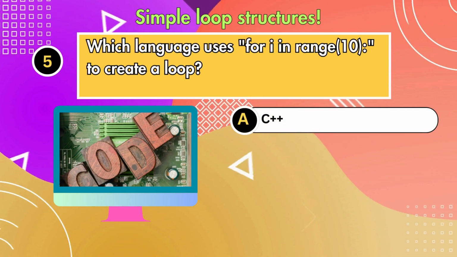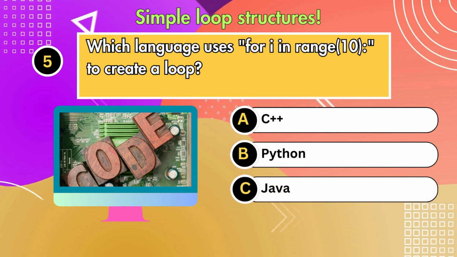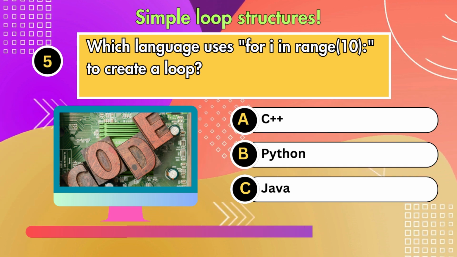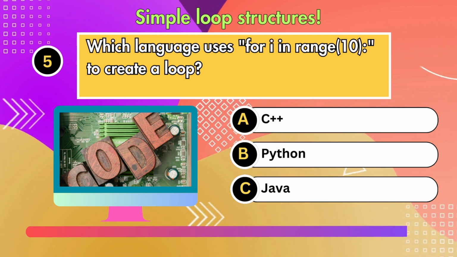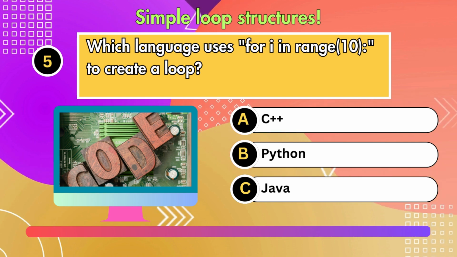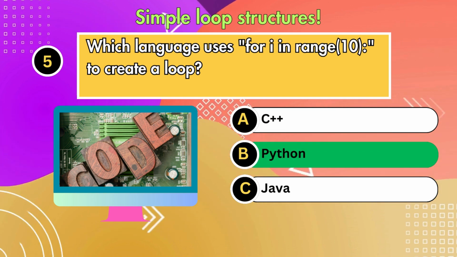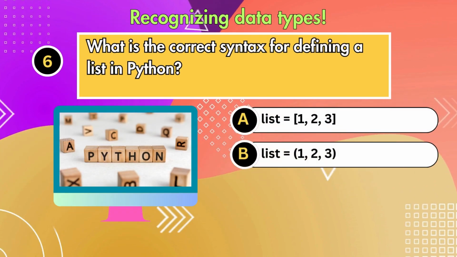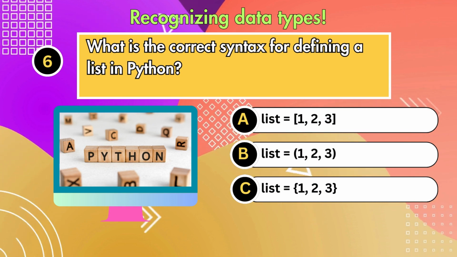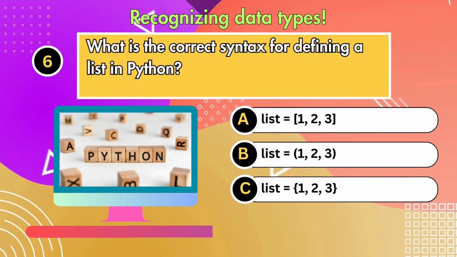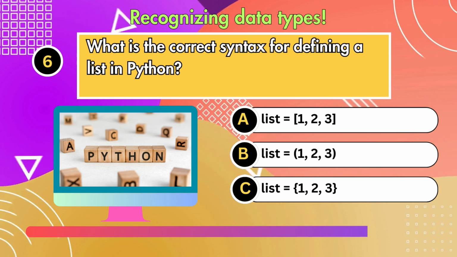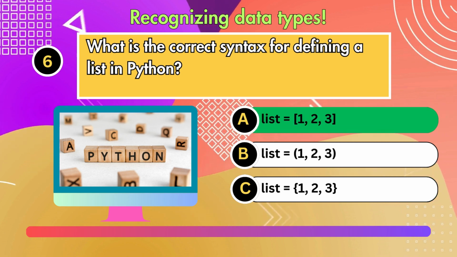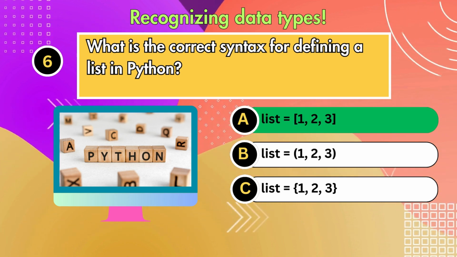Which language uses for i in range(10) to create a loop? Answer is Python. What is the correct syntax for defining a list in Python? Answer is list = [1, 2, 3].